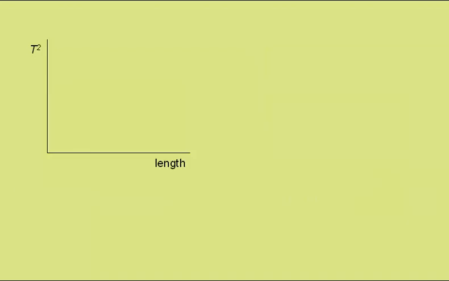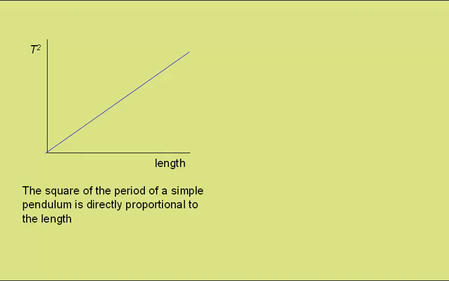However, if we vary the length of the pendulum and plot a graph of the time period squared against the length, we get a straight line through the origin. So this shows us that the square of the period of a simple pendulum is directly proportional to the length.